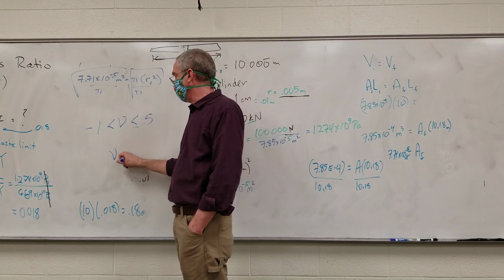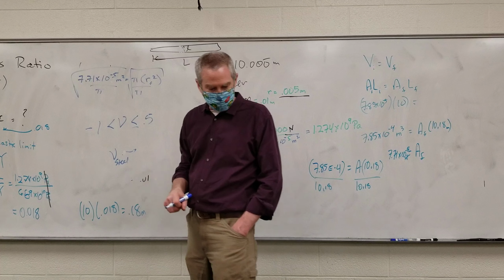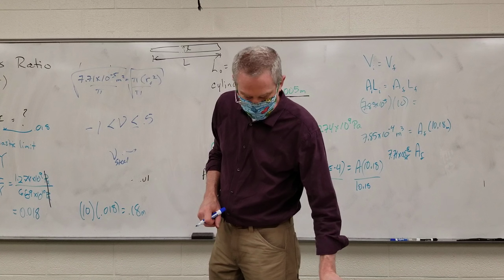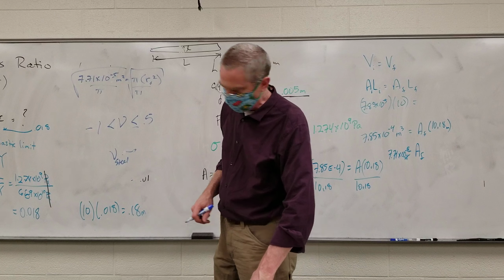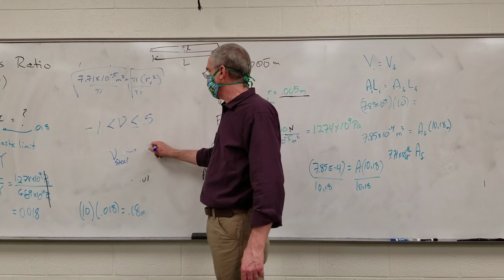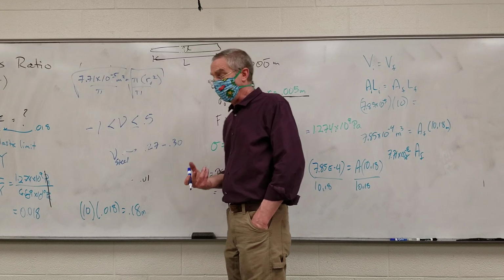Poisson's ratio for steel tends to be in a range of, no, I saw it in here, usually somewhere from 0.27 to 0.3 in terms of actual numbers.